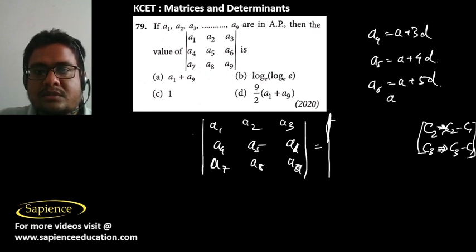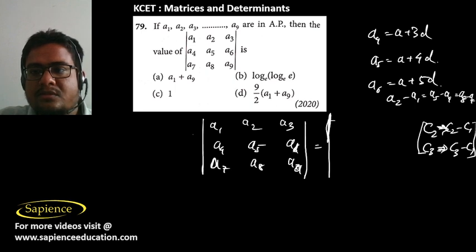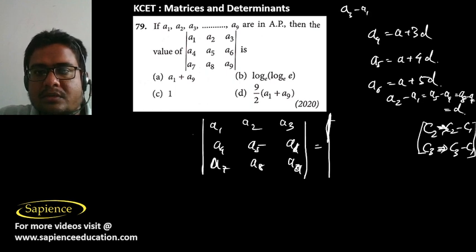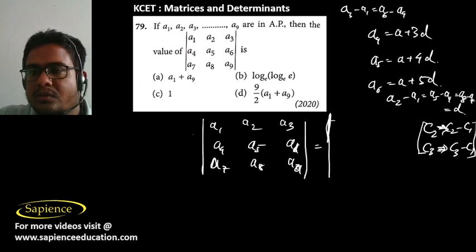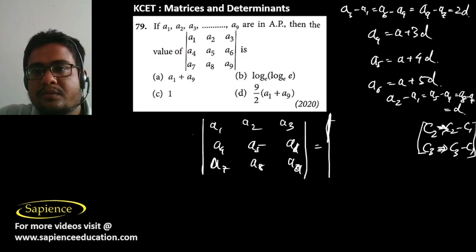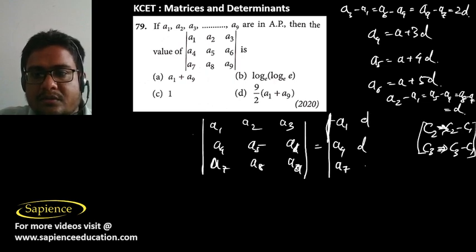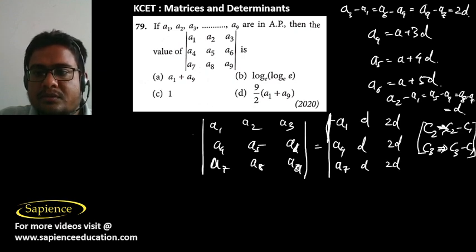So now here simply we can say that A2 minus A1 is also equal to A5 minus A4, which is also equal to A8 minus A7, which is also equal to D. And whenever we do A3 minus A1, that is also equal to A6 minus A4, which is equal to A9 minus A7, that is equal to 2D. So this will be A1, A4, A7, and this will be D, D, D, and this will be 2D, 2D, 2D.